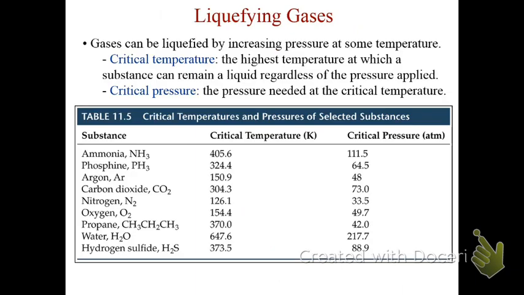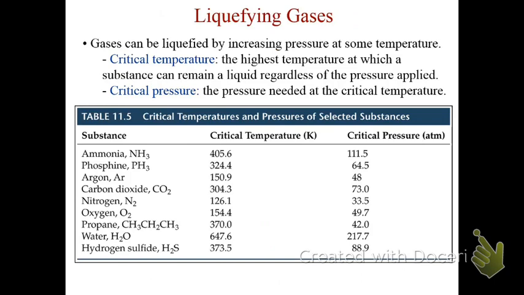Now, when we liquefy gases, what we're going to do is increase the pressure at some given temperature. Now, this temperature many times will be referred to as the critical temperature. This is the highest temperature at which a substance can remain a liquid regardless of the pressure applied. The basic relationship that we're going to start to see here, in terms of our liquids and our gases, is if we have the pressure right and the temperature right, we can continue to have a liquid up to a certain point. The critical pressure is, of course, the pressure needed at that critical temperature.